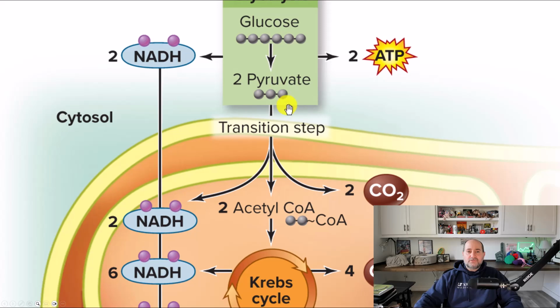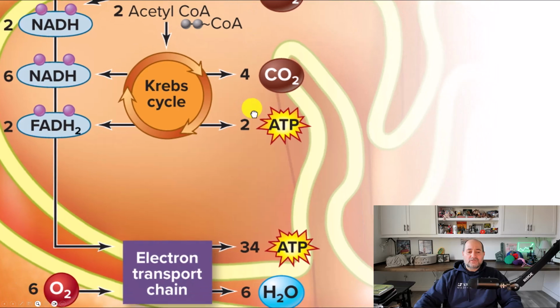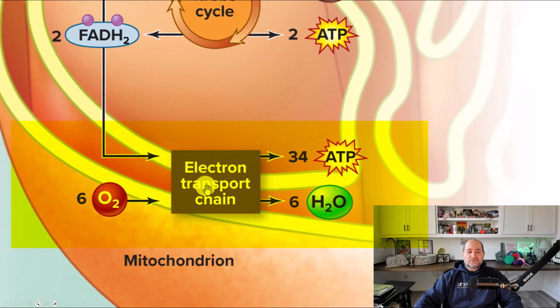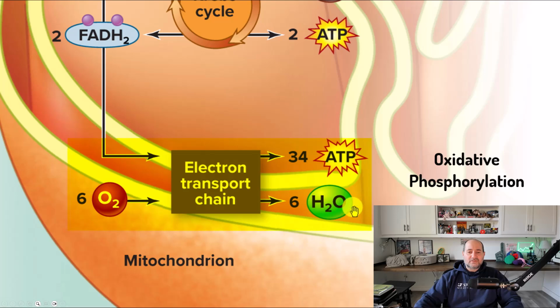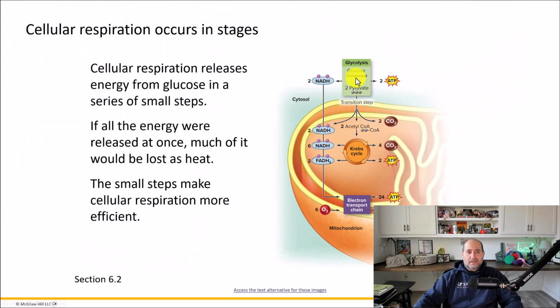Then, if it's a eukaryotic cell, the rest of the stages occur inside of the mitochondria. There is a transition step that occurs inside of the mitochondria. The Krebs cycle occurs inside of the mitochondria. And then you have the electron transport chain, as well as what's known as oxidative phosphorylation, which also occurs in the mitochondria. Isn't that neat? So one of these stages occurs in the cytoplasm, and the rest of these stages occur inside of the mitochondria.